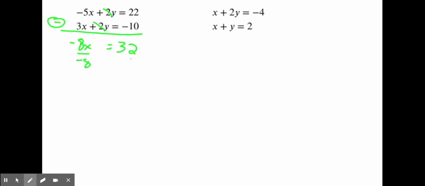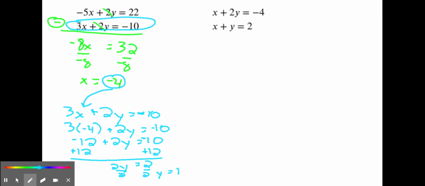So I'm going to divide both sides by -8, and I get x equals -4. Now, pick your favorite equation of the two that you see. I'm going to use the bottom one. If 3x plus 2y equals -10, and x is -4, I want you to substitute and solve for y. I got y as 1, so we need to write our answer as an ordered pair. These two lines intersect at the point (-4, 1).